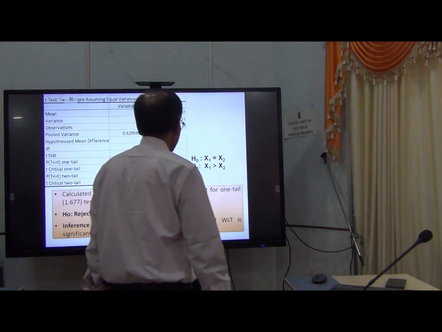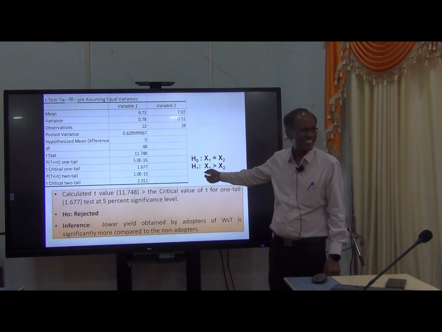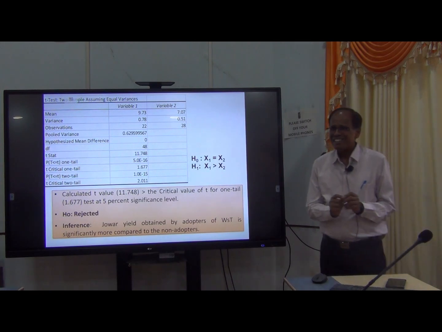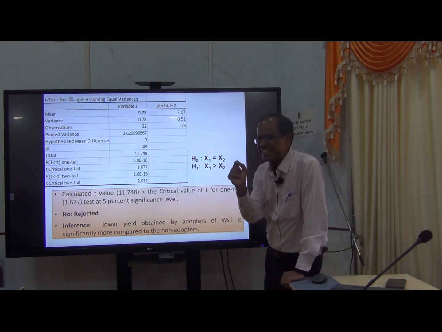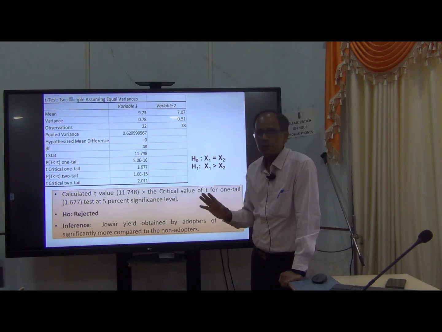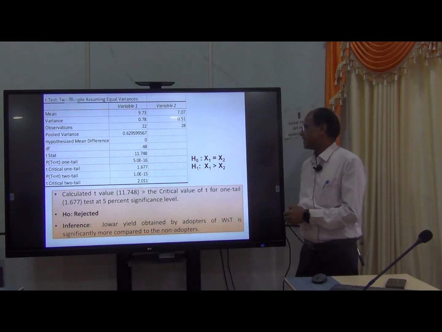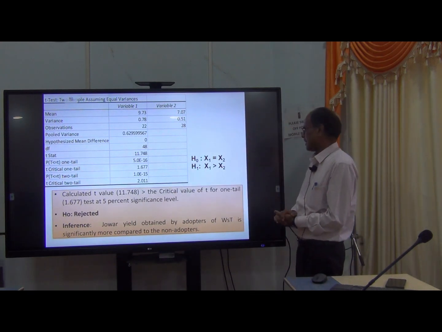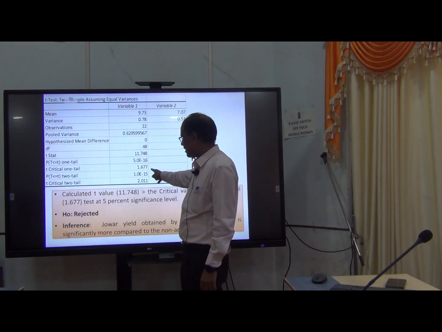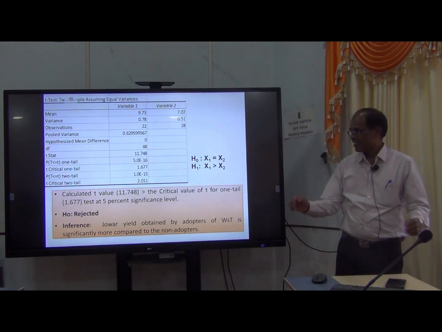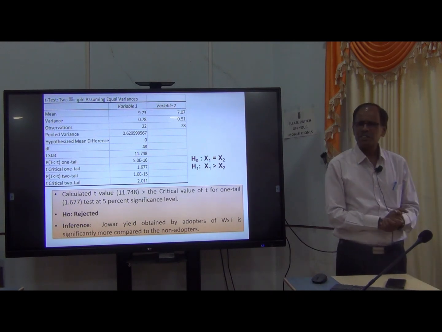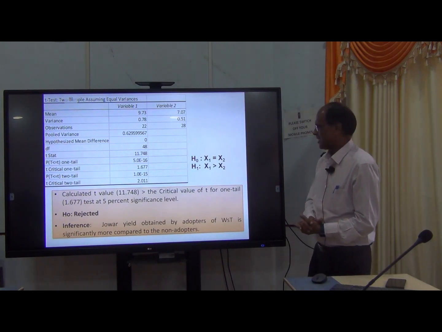But more than that, it is simple and unidirectional. X1 is greater than X2. It is specifically specified, so it is one-sided. That is right. It is a right-sided, right tail test. So we have to take the one tail test here. Therefore, the calculated t value 11.748 is greater than the critical value of t for the one tail test, which is 1.677. So the inference is that there is sufficient supporting evidence to reject the null hypothesis. Categorically, we can reject the null hypothesis.